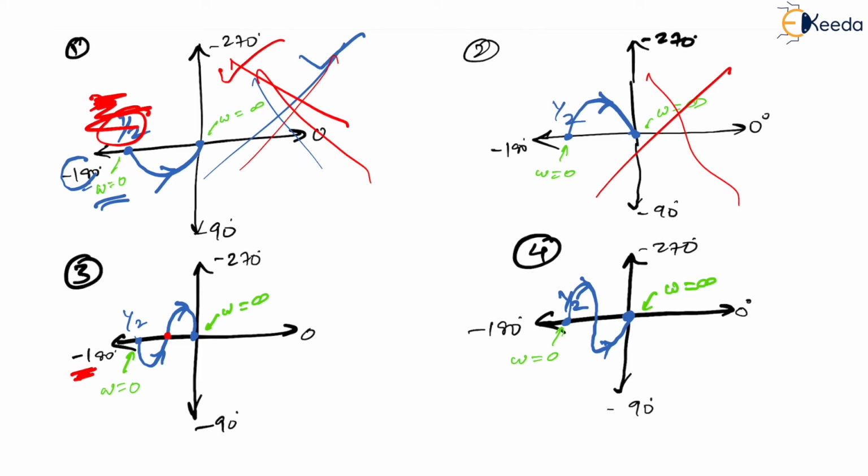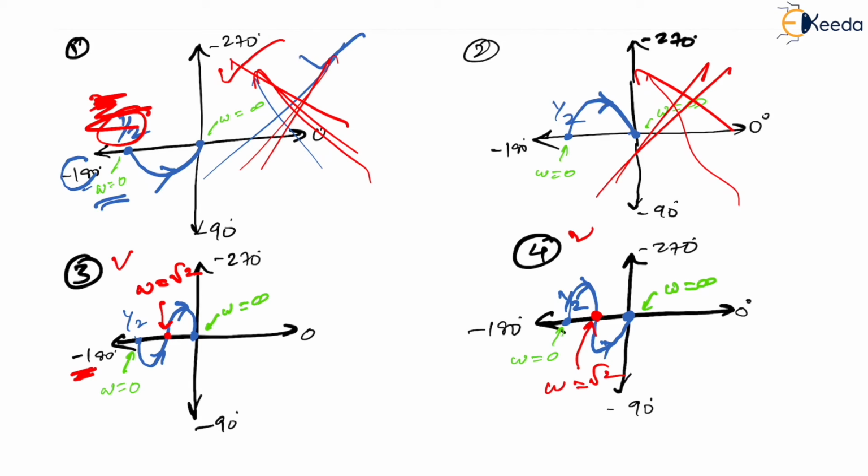Anyways, now one out of this 3 and 4 has to be correct. That means of course definitely first and second are incorrect, right? Now let us choose 3 and 4. So let us choose omega between 0 to root 2. We know that at this point we have omega equal to root 2.